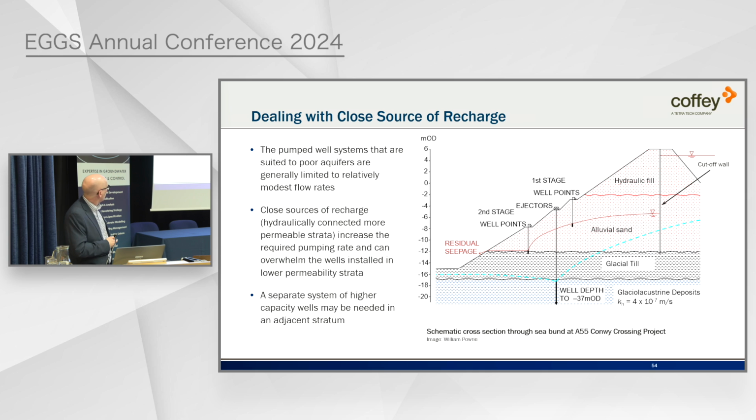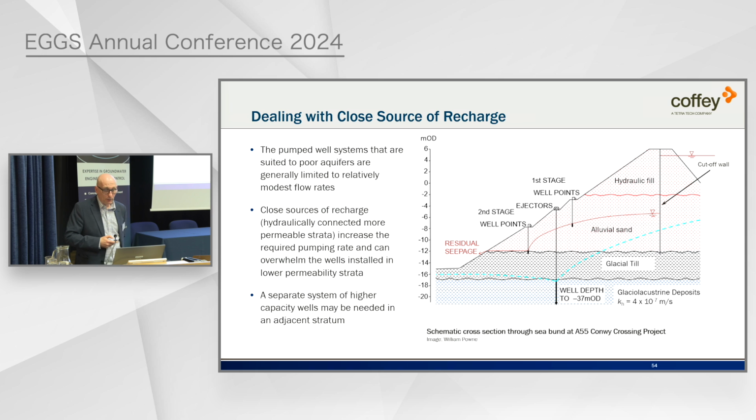This is an example from the A55 Conwy Crossing project where there was a large bund, and the poor aquifer in this case was the glacial lacustrine deposit with a horizontal permeability, we back analysed this, of about 4×10⁻⁷ metres per second. There's some glacial till above it, which was genuinely low permeability, and then there's some alluvial sand and hydraulic fill above it. In this case, there's actually a separate dewatering system in the alluvial sand, but in this particular slide, it's not to reduce the recharge to the poor aquifer. It's because this glacial till is acting as a definite separating layer. We needed a separate dewatering system because of the separating layer.